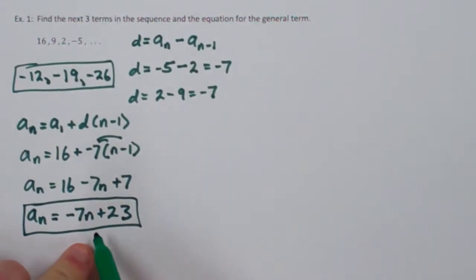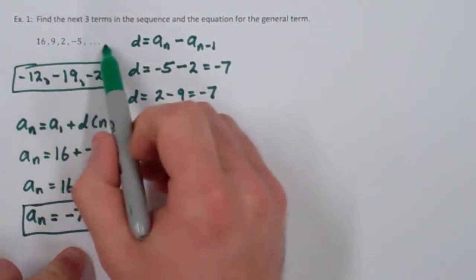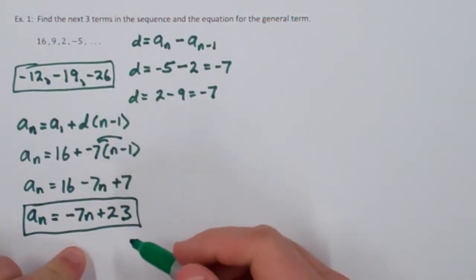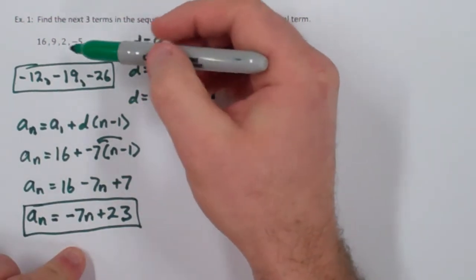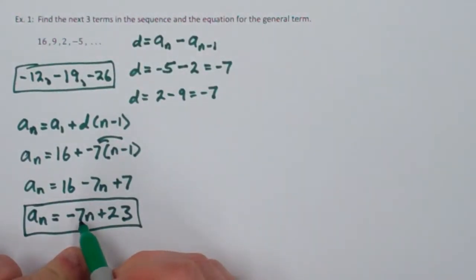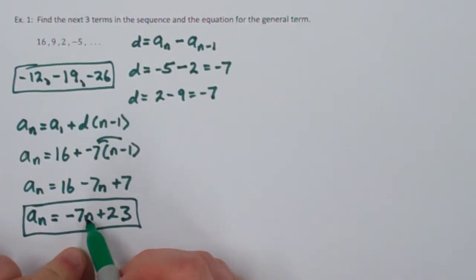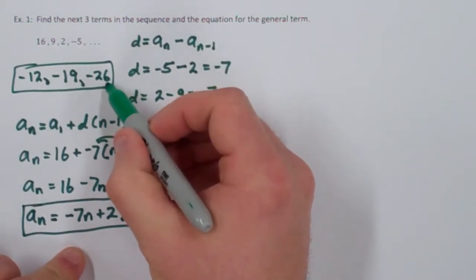What this is doing for us is we can get any one of these outputs or any one of these terms if we know the value of n, the index. And all we need to do is substitute that in, and we've got it. For instance, the, let's see, 1, 2, 3, 4, 5, 6, 7th term would be negative 7 times 7, which is negative 49. Negative 49 plus 23 is negative 26.